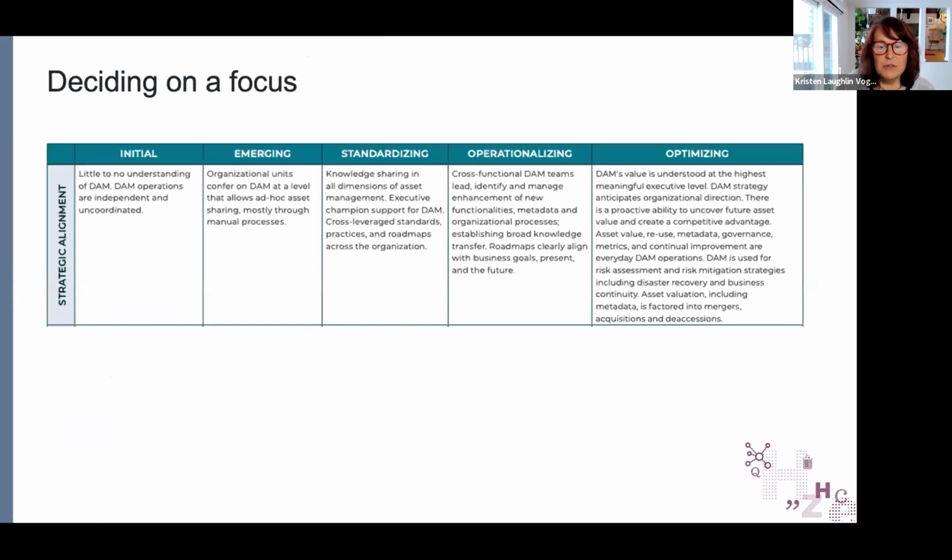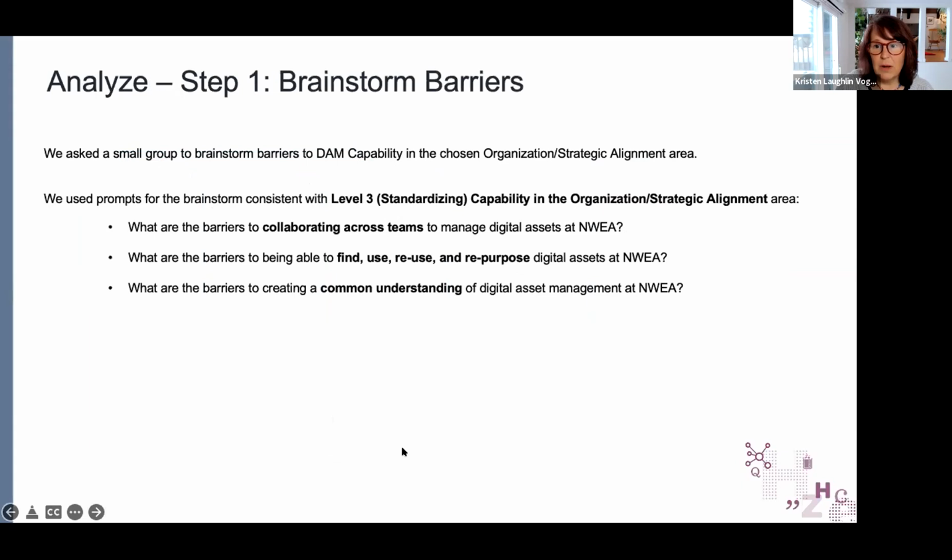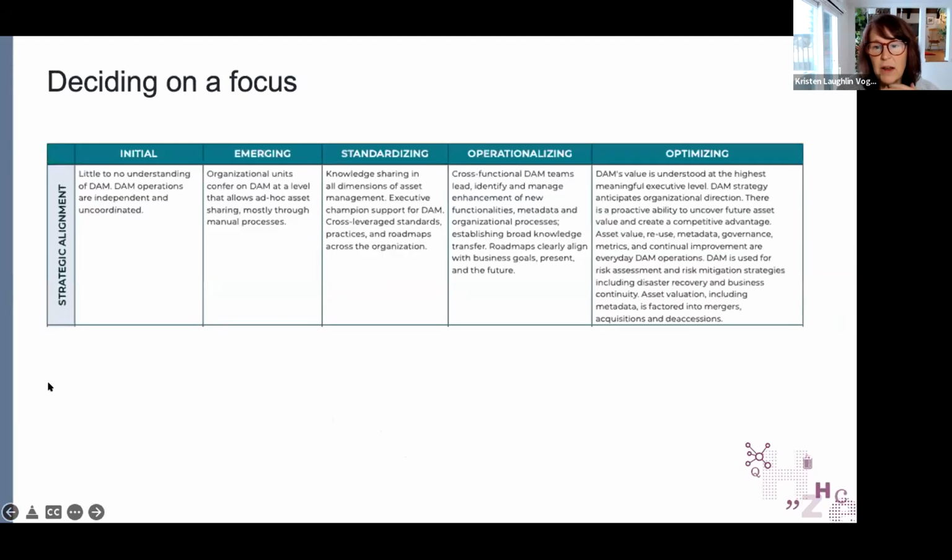So with my initial measures I had to decide on a focus. My coach and I decided that I should focus my project on that lowest scoring category, strategic alignment, because it had the biggest potential for improvement. And I also thought that if I could improve that category, it would probably raise our capability in other areas.